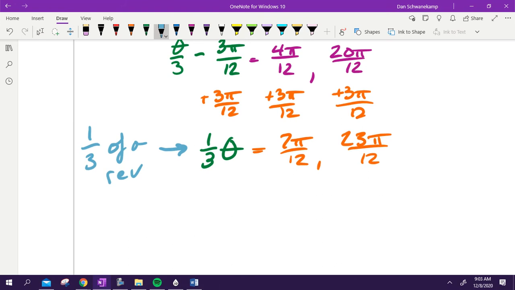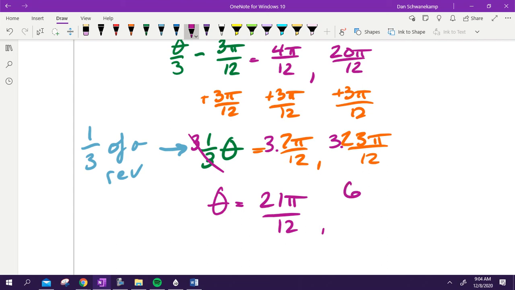It's not more than a rotation, so I don't need to add 2 pi. What would I need to do to get rid of 1/3? Times 3, times 3, times 3. Boom, that cancels. Theta equals 21 pi over 12, and 69 pi over 12. Yeah, there you go.